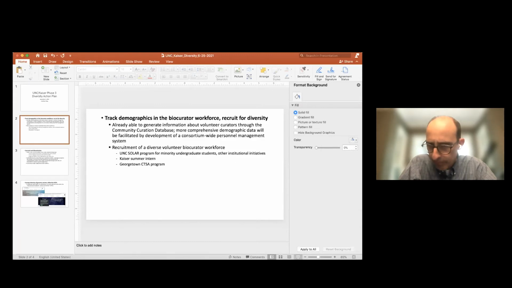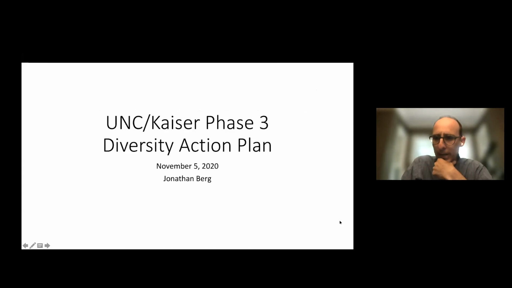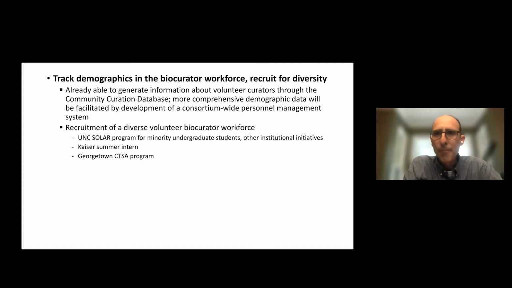Yeah. All right. So for the UNC Kaiser grant, we had a number of elements built in as part of our diversity action plan for phase 3 of ClinGen. I think the first one is really to pay attention to how we can generate information about the workforce that we have, particularly the volunteer curators, but also everyone contributing to expert panels and clinical domain working groups across the consortium.